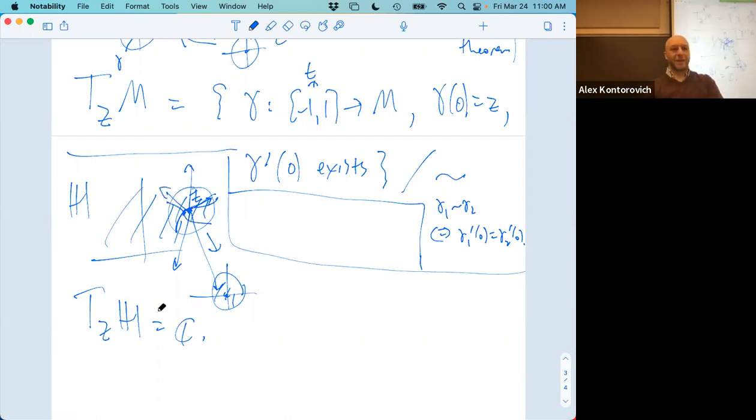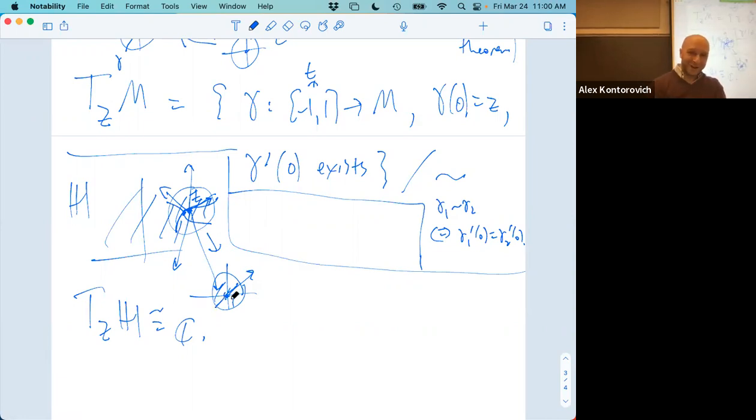Yes, you're saying I can identify the tangent space at a point with the complex numbers. You have a choice, right? Because you're taking equivalence here, and so you can just choose a complex number. I can choose a complex number in any direction of any magnitude, and then I'll draw a curve that has that. In fact, I'll draw the straight line that has that property.